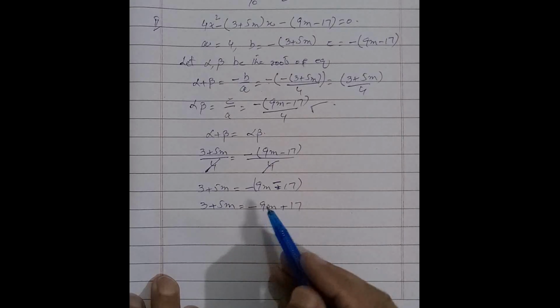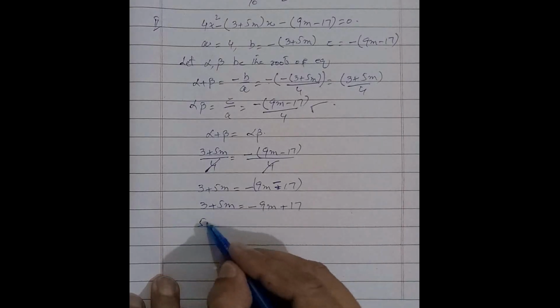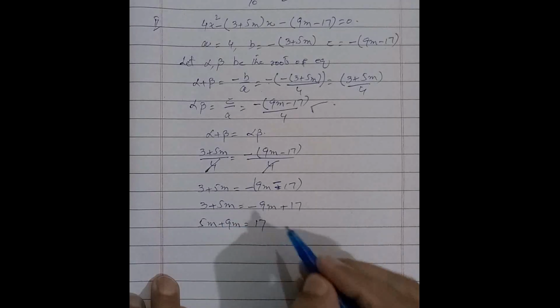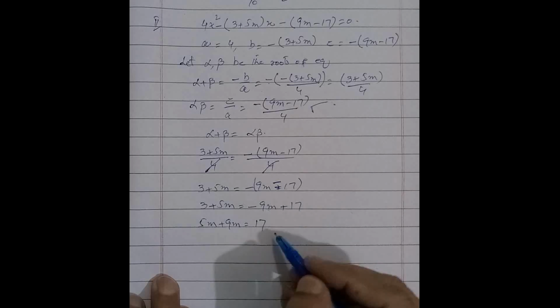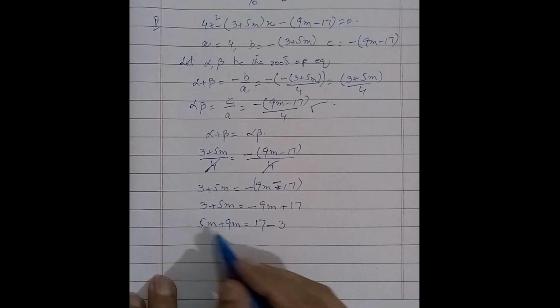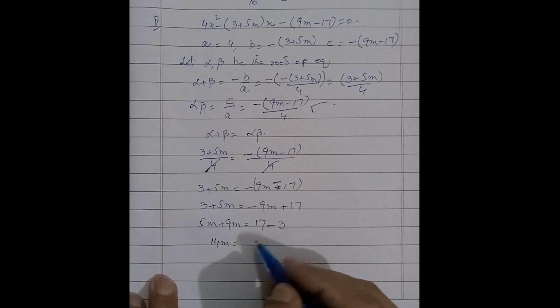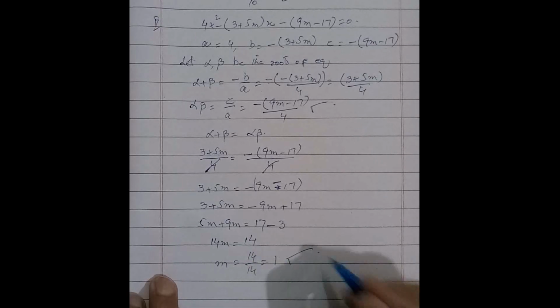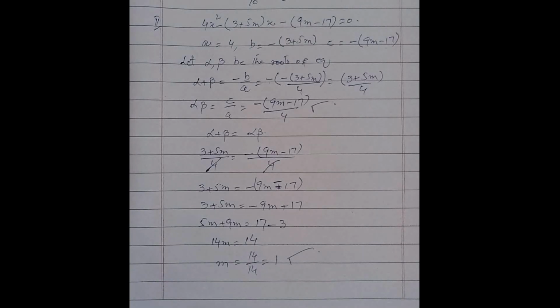We shift minus 9m to the left side, we get 5m plus 9m is equal to minus 17, and shift plus 3 to the right side, minus 3. Simplify these values. 5m plus 9m is equal to 14m is equal to minus 17 minus 3, and m is equal to 14 over 14, which is equal to 1. Here the value of m is 1, and it is our answer of the question.